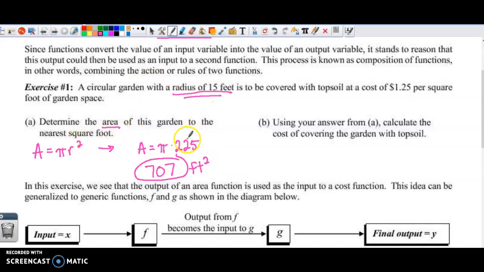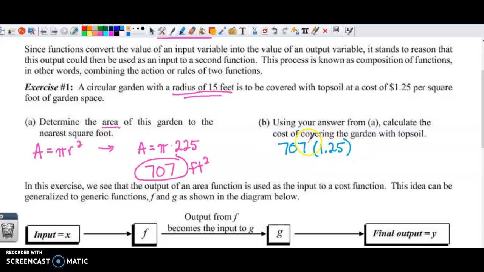That was just one function. But now what we need to do is use that answer to convert it to how much money it's going to cost to cover this garden. And the quick answer would be, all you have to do is take that answer we got, 707, and multiply it by $1.25 per square foot.